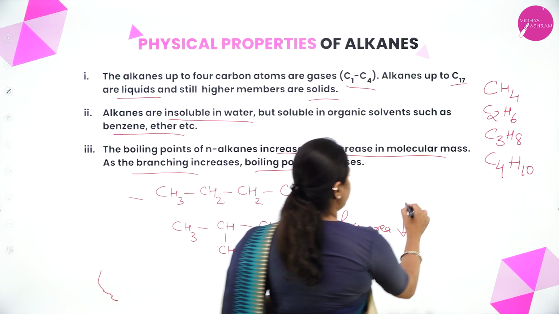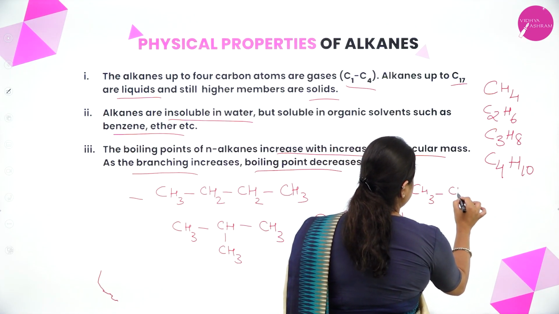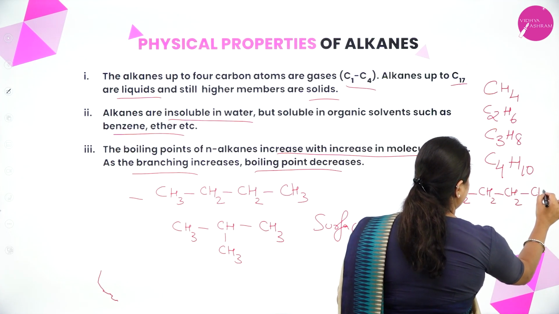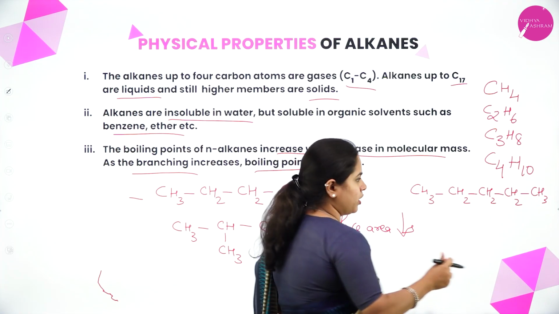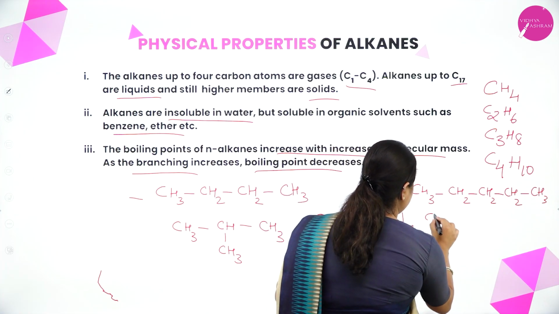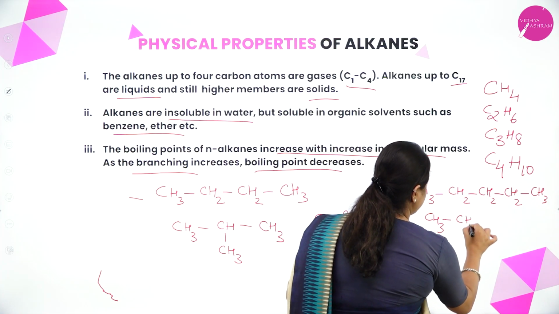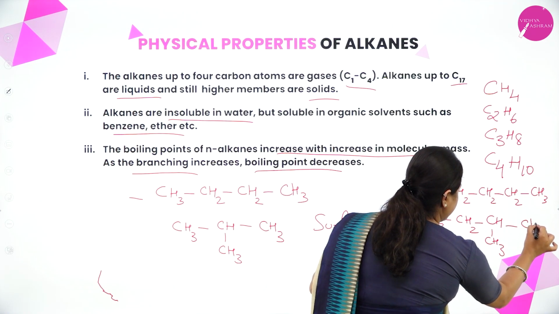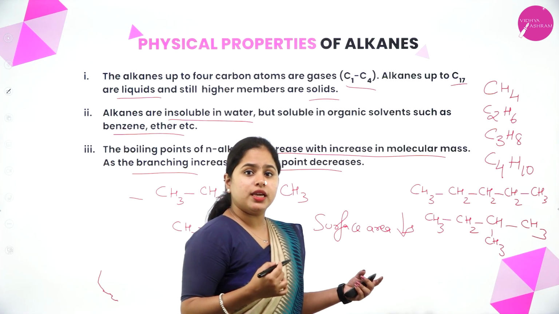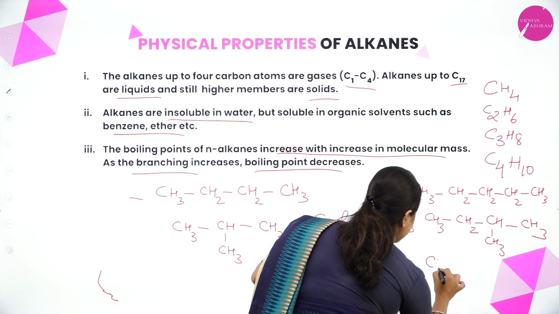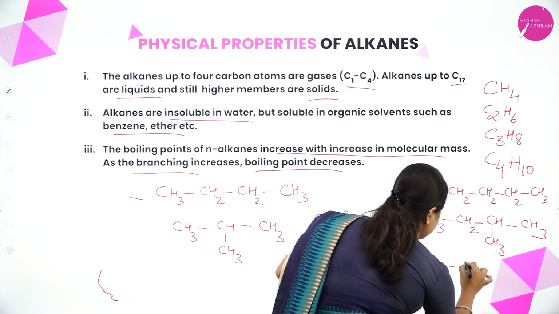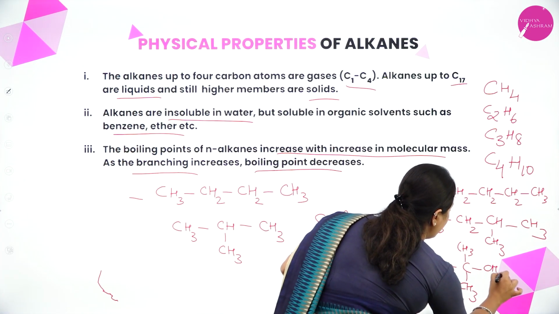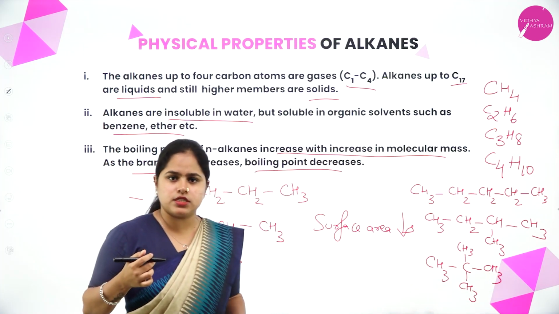So let's take the example of pentane also. CH3, CH2, CH2, CH2, CH3. Now one isomer I am going to write, making this a branch. So it becomes CH3, CH2, CH, CH3, CH3. Now I can make one more branch out of it, with CH3, CH3, CH3, CH3. So in all these isomers, the number of carbon atoms is still the same.